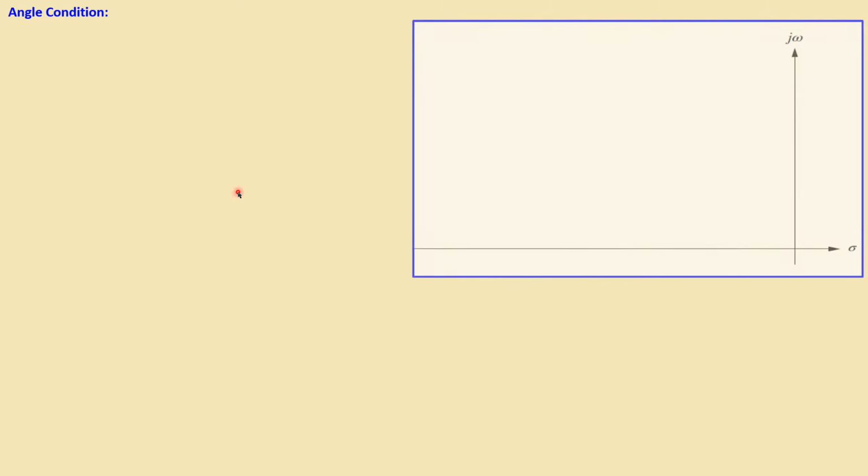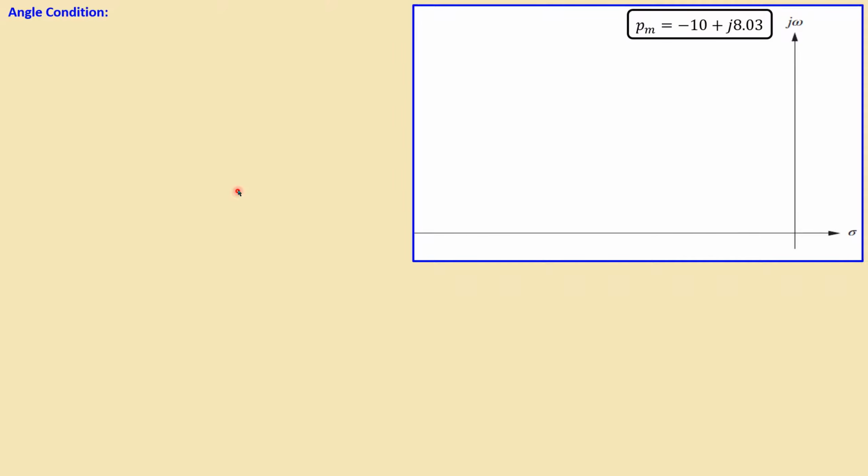Now, we know that we have two conditions we need to meet for our root locus equation. One of them is the angle condition, the other one is the magnitude condition. First, we start with the angle condition, and before we move on with the actual calculations, let's make a sketch. This is the real and the imaginary axis, and this is the complex plane. We will also give our PM. Now PM is actually shown here.